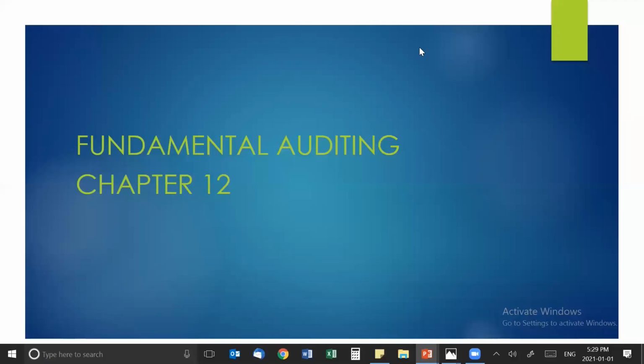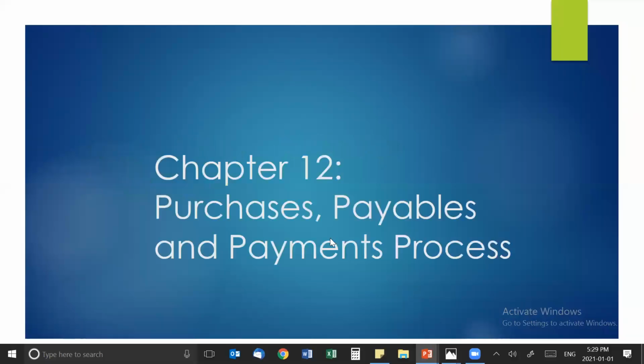Hello everyone, and welcome to Fundamental Auditing, Chapter 12. Chapter 12 is on the purchases, payables, and payment process. So in Chapter 11, you saw the revenues, receivables, and receipts process. So this is basically the opposite. It's the purchases, payables, and payments process.